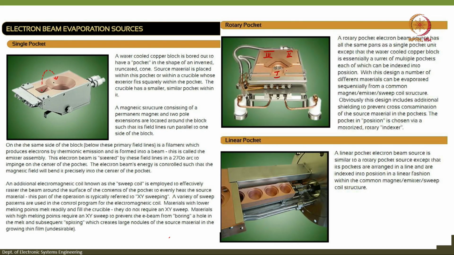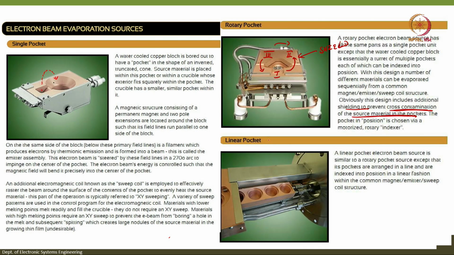This is in a rotatory fashion like this, or in the opposite direction, clockwise or anti-clockwise, it does not matter. But the point is that here we can hold multiple sources, and with this design a number of different materials can be operated sequentially from a magnet. Obviously, this design includes additional shielding, which is this shield, to prevent cross contamination of the source material in the pockets.